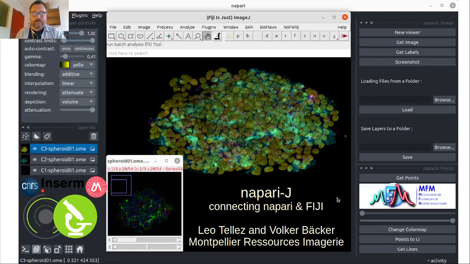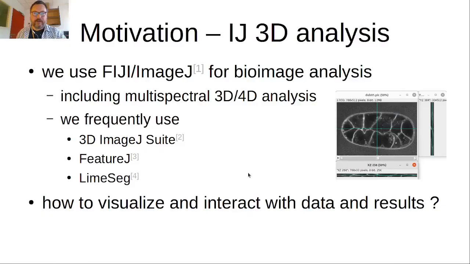My name is Volker Becker. I'm a bioimage analyst at Montpellier Resource Imagerie. I'm going to talk about Napari-j, a plugin we developed at the facility. We use FIJI ImageJ for doing bioimage analysis, including for 3D and 4D data. We frequently use plugins like the 3D ImageJ Suite, FIJI, LimeSeg.